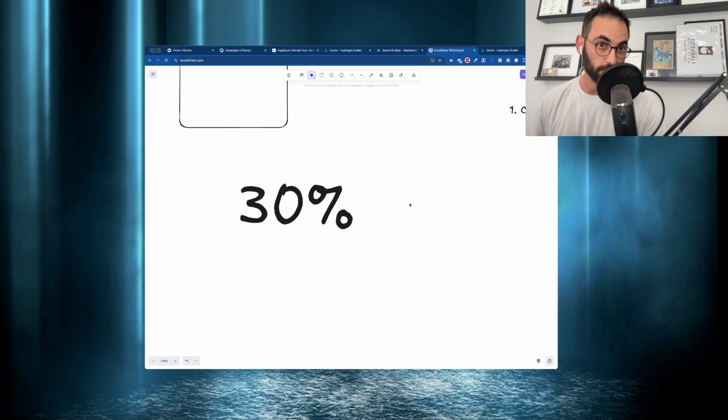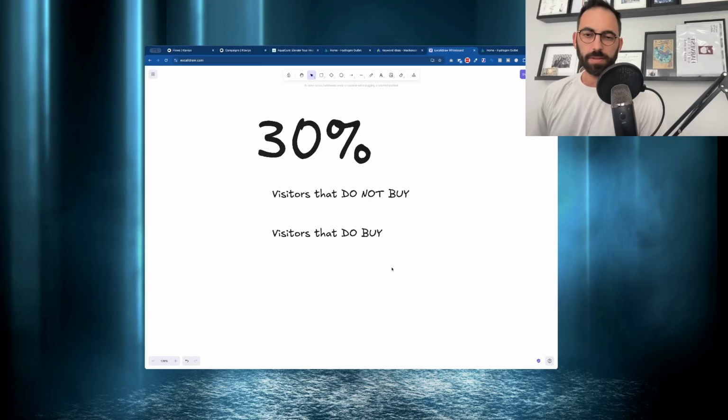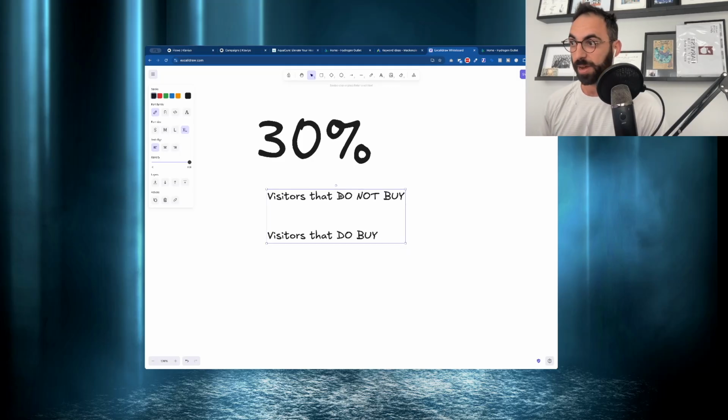The reason this is important is because right now, or at any point in time, you will have a lot of visitors on your website that do not buy. And then you'll also have visitors that do buy. So on your website, you're going to have two types of people. You're going to have visitors that do buy and visitors that do not buy, right?